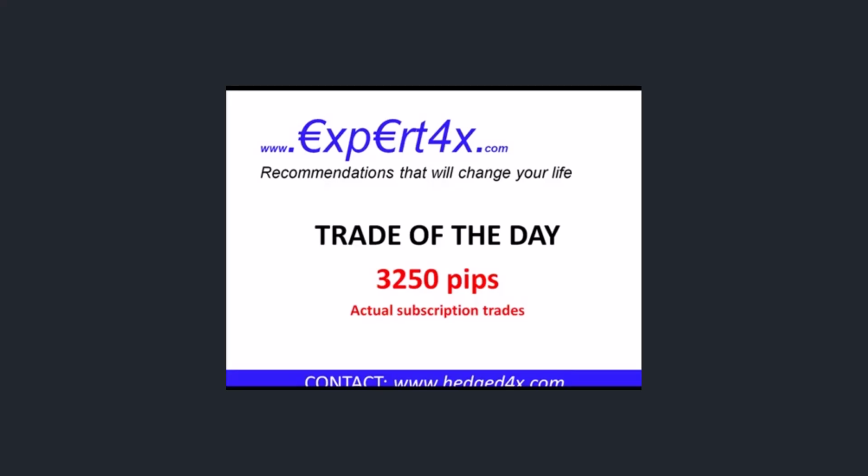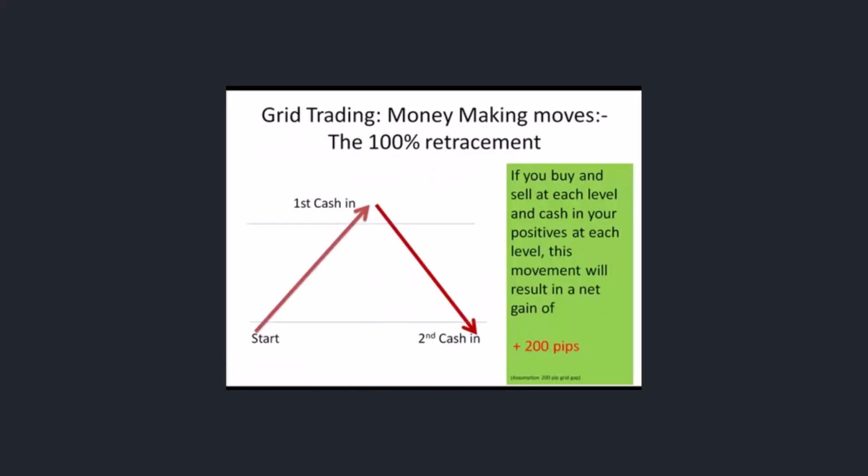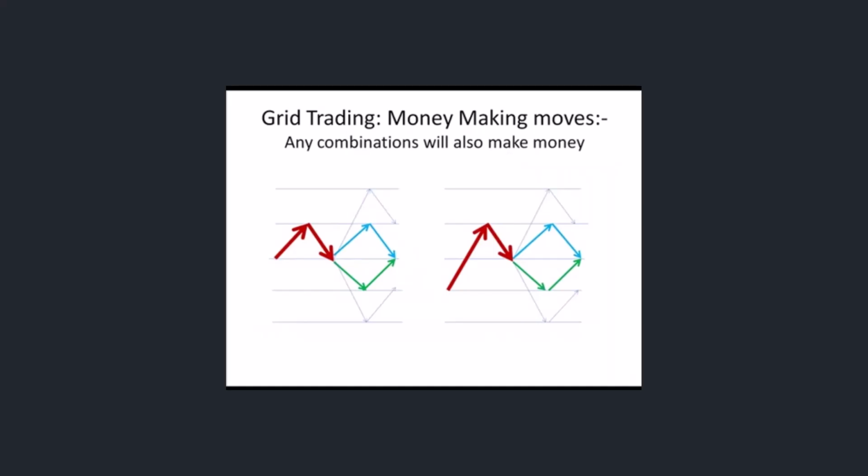So you use one account for buys and one account for sells, and the FIFO rule is no problem because we cash in the first transaction at all times. So just a reminder, your first money making formation is the 100% retracement, and the second money making formation is the 50% retracement. Okay, so we can make money using any of these combinations.